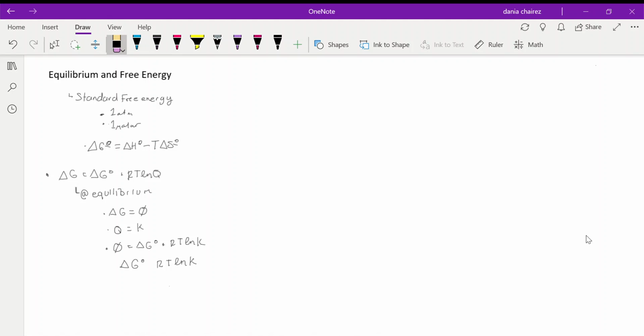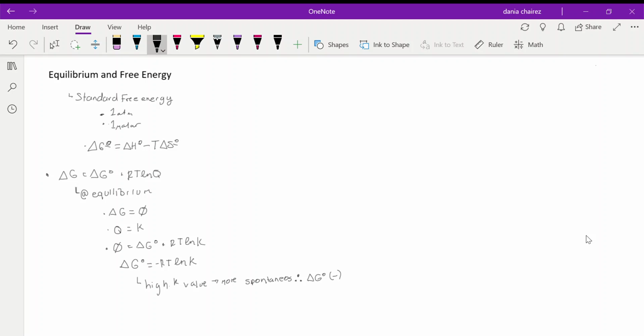Let me do this differently because it looks kind of funky. But yeah, so at equilibrium, your formula transforms to delta G naught is equal to negative RT ln of K. And so with this formula, if you have a high K value, then your reaction is going to be more spontaneous. Therefore, your delta G naught is going to be negative.